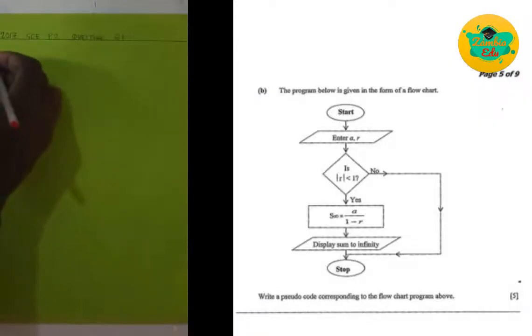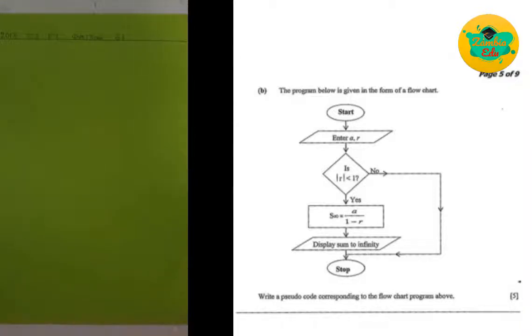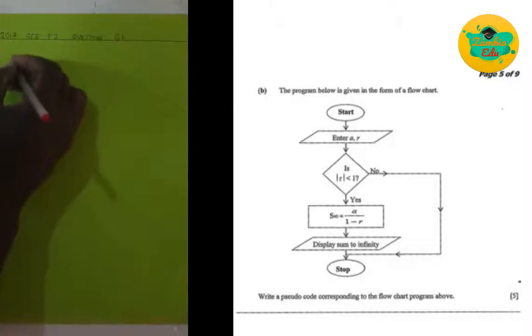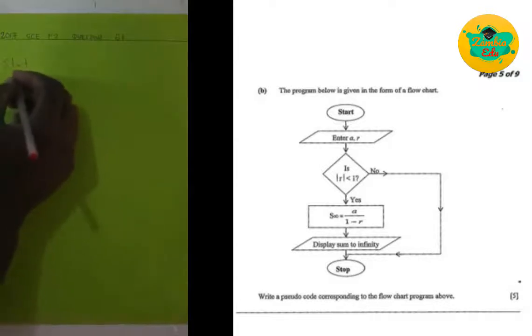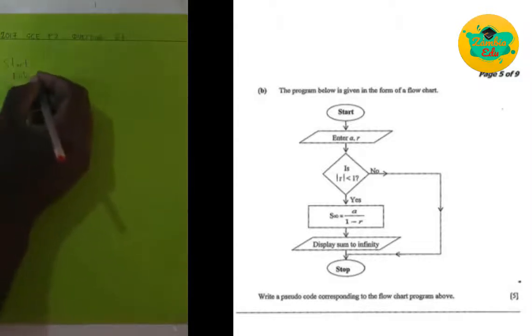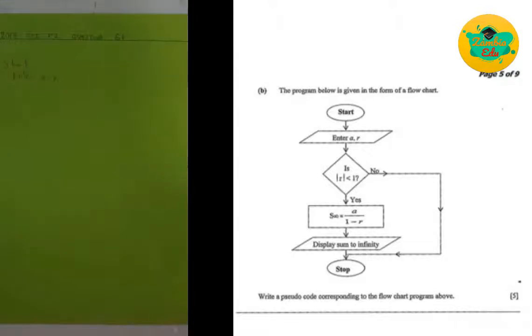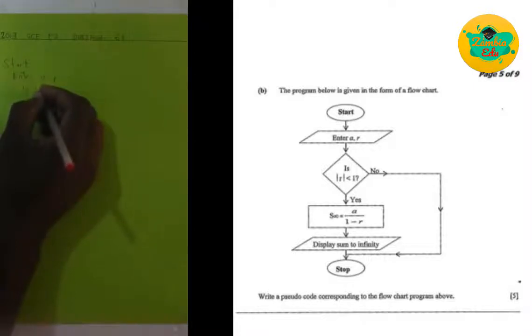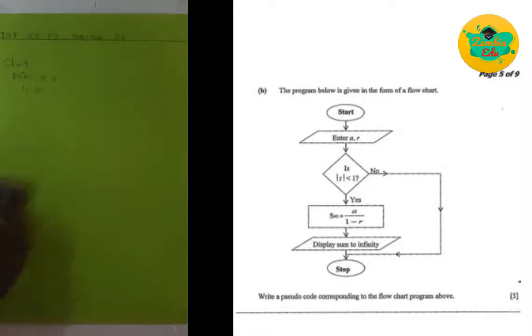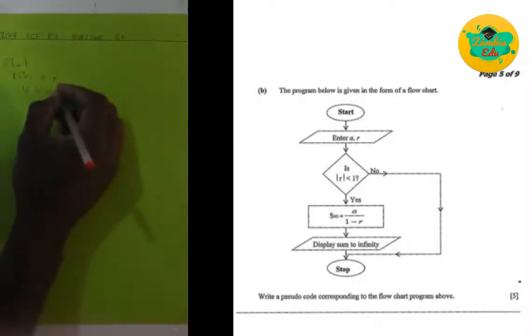So 6b. First things first, start. Our second box is the input box, so you just say enter A, R. Then we have a decision box. Because it's a decision box, you start with if. Pardon me, it should be 1 there.